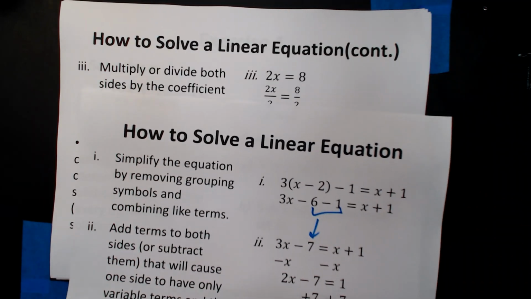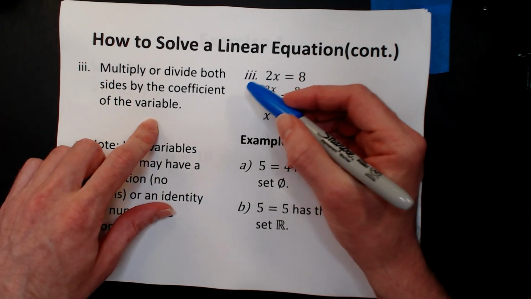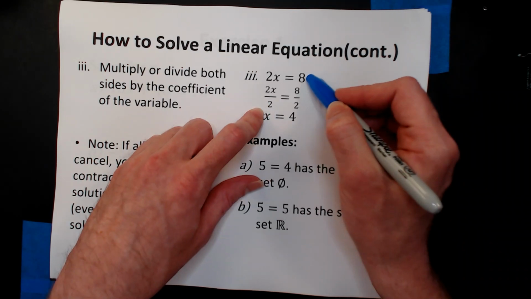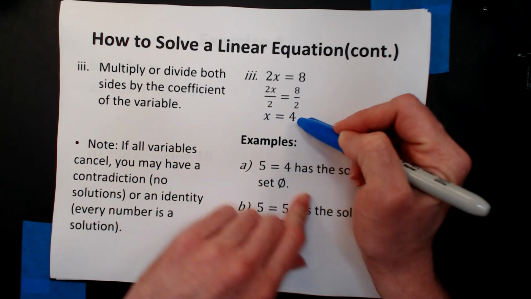And then once we do that, we multiply or divide both sides by the coefficient of the variable. So we have 2x equals 8, so we divide both sides by 2. 8 over 2 is 4, x equals 4.